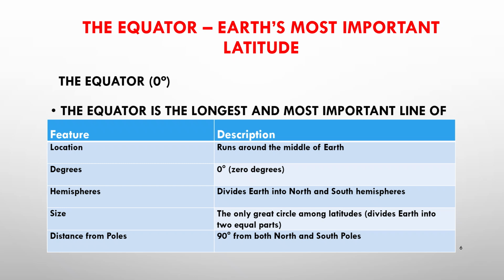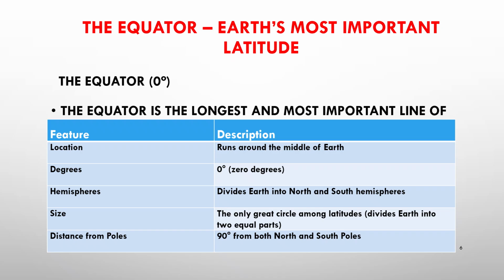The size of the equator. The equator is the only great circle among all the latitudes, and a great circle is a circle on a sphere whose center coincides with the center of the Earth. The equator is unique because it divides the Earth into two perfectly equal parts. All other latitudes are smaller circles that do not divide the Earth equally.